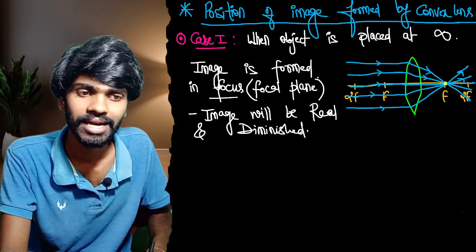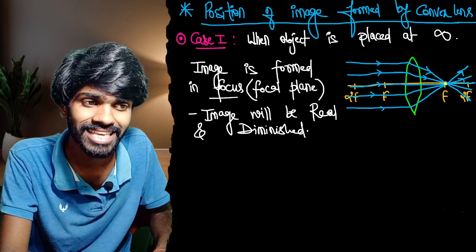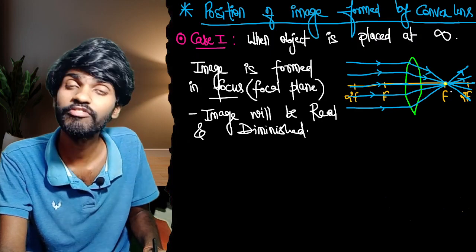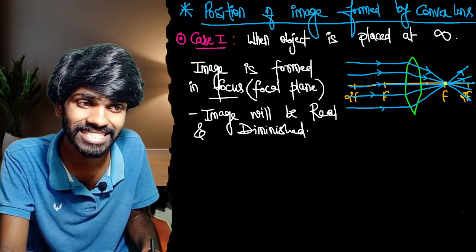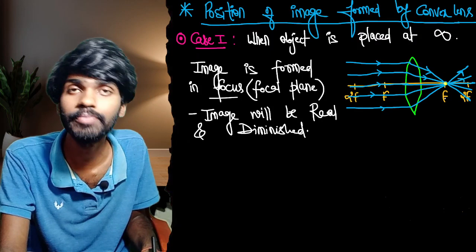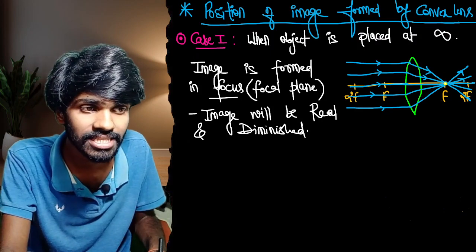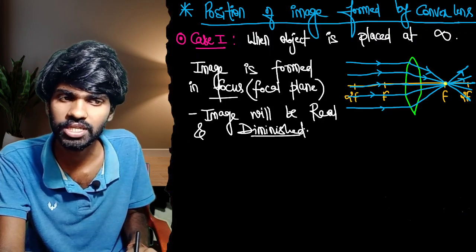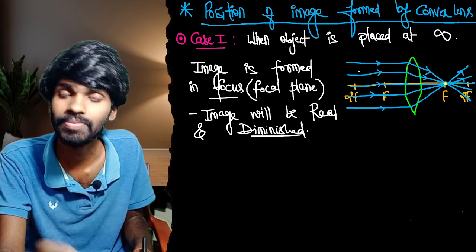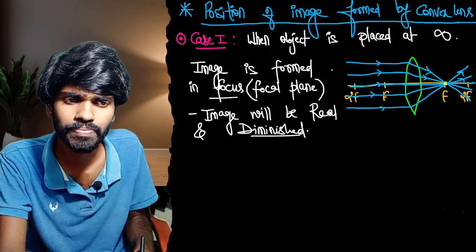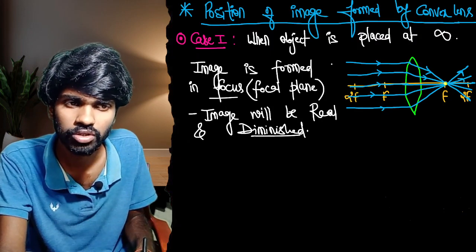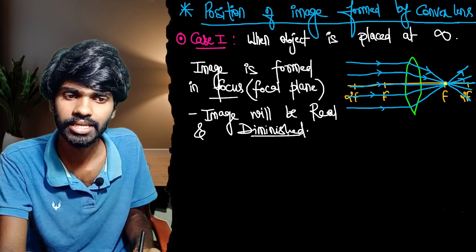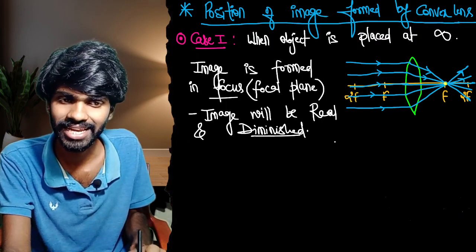Why real? The image will be real because it is actually forming by the rays meeting. We can see that these rays are actually meeting. So in this situation we will call the image real, and diminished also. The object placed at infinity must be very large, so that the rays are coming like this. So in that situation, the image will be real and diminished.